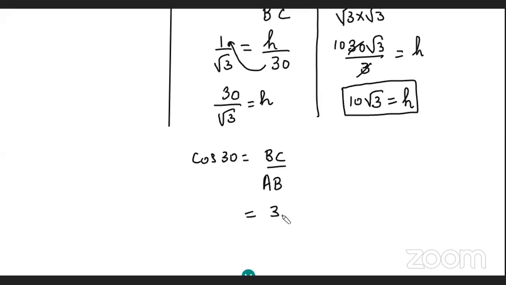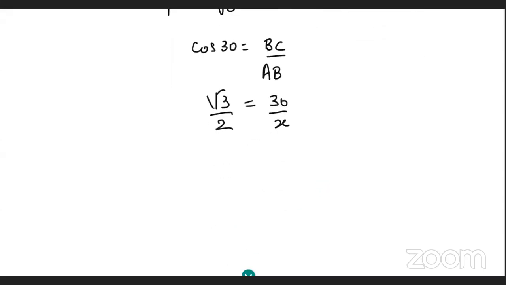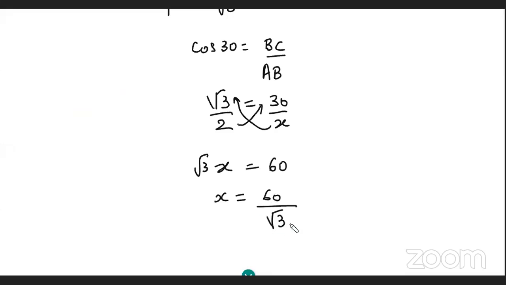Which is 30 upon X. Cos 30 is root 3 by 2. Now let's cross multiply. That means the X will go to the left top and 2 will go to the right. So it's X with root 3 multiplied, and it's 60. So X is equal to 60 divided by root 3.